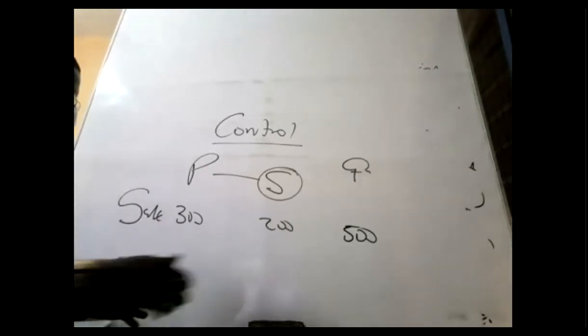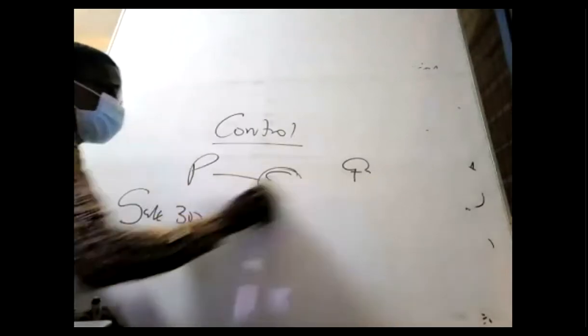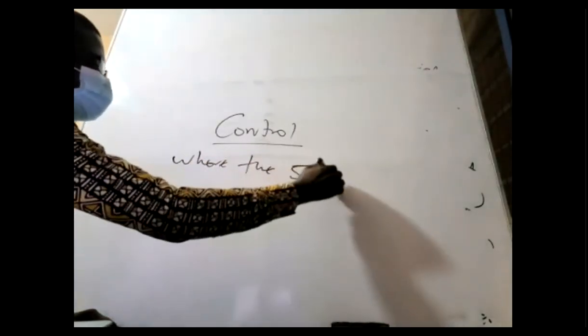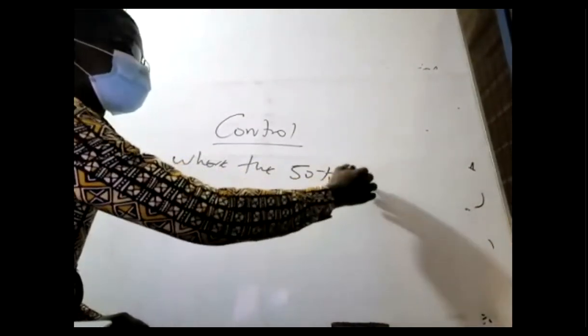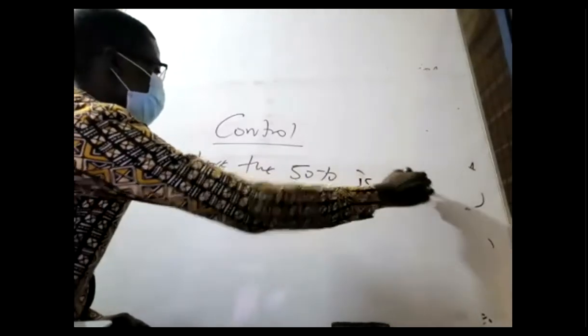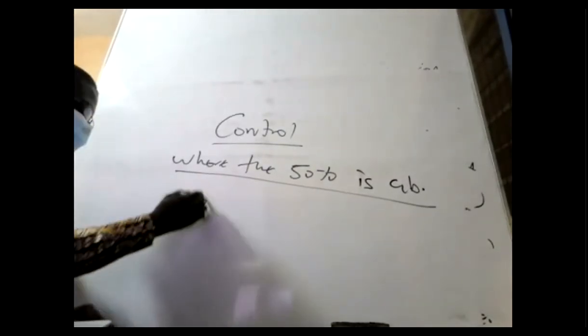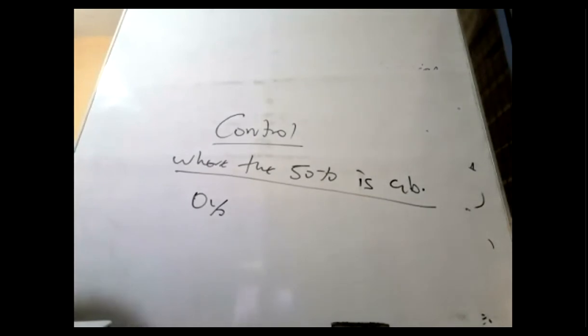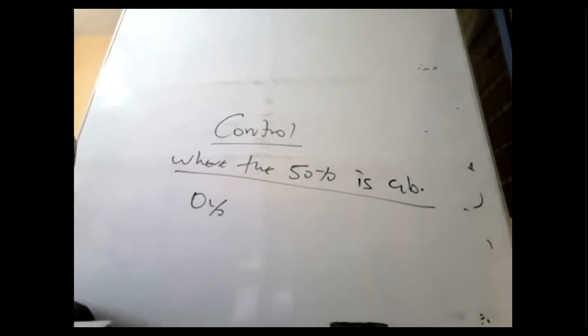So the parent is the one that will be allowed to consolidate. But sometimes we have a situation whereby the parent does not have the 50% threshold, but there's control. Let me start with that one first. Where the 50% threshold is absent, but still there's control. Wow. In fact, you can even have 0%, you can still control the financial statement. And once you control, you can prepare financial statement. You can consolidate.